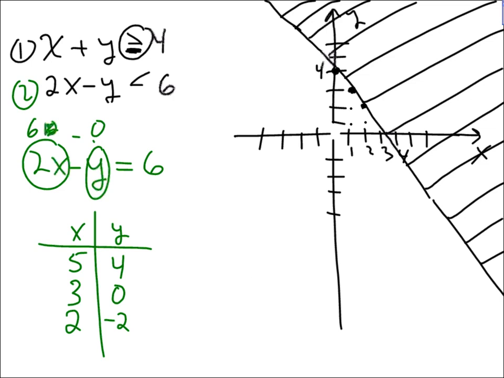Okay, so let us plot these points, and then we'll decide which half to shade in. X is 5, y is 4. Here's 5. You go up to 4. 3, 0. That's right on the x-axis. It's 3. 2, negative 2. You go to 2, and you go down 1, 2. Right here. And since it does not have the equality, it says less than, we draw a dotted line.